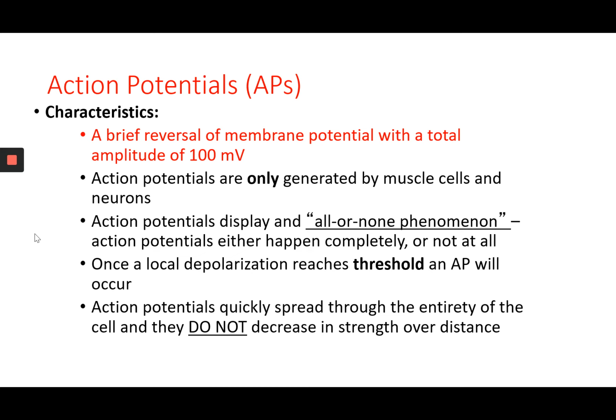And the most clinical definition of an action potential is a brief reversal of membrane potential with a total amplitude of 100 millivolts. So we've established resting membrane potential at negative 70 millivolts. So a 100 millivolt difference would be negative 70 to positive 30. And we would see in most of the images in this PowerPoint that they peak after depolarization at positive 30 millivolts.